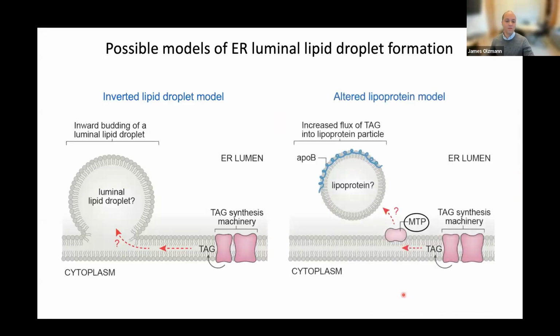The lipid droplet could be budding off the inner leaflet. We can also imagine that these are hepatocytes. They form lipoproteins, which look similar in structure to lipid droplets. They're just much smaller. This model gives us some predictions: that they would be ApoB positive, and they'd require this enzyme, microsomal triglyceride transfer protein, MTP. So that's a testable model.